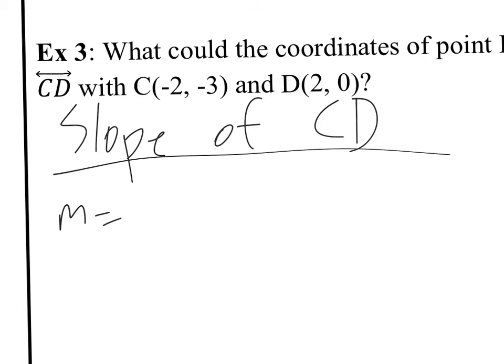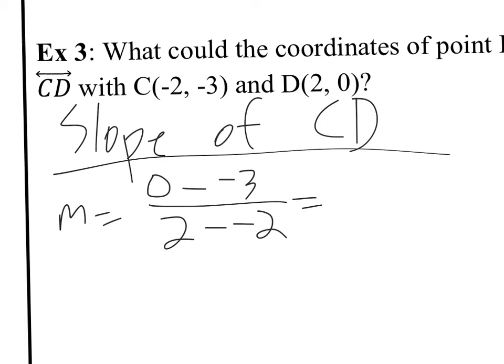So y2 will be 0 from the point D, minus y1, a negative 3 from point C, over x2, which is 2, minus negative 2 from x1. All right, so that's going to give me 0 minus negative 3 is positive 3. 2 minus negative 2 is positive 4. So I have a slope of 3 over 4.